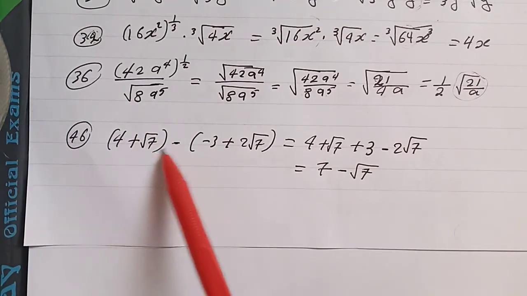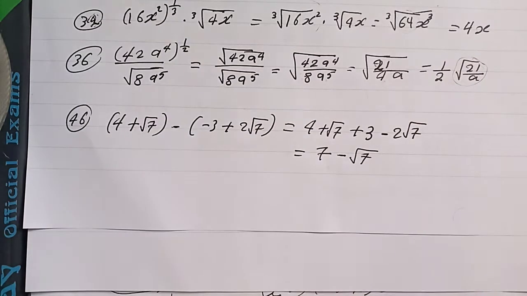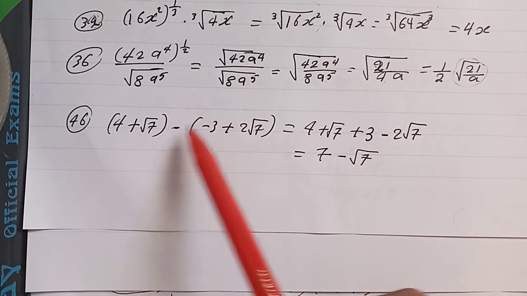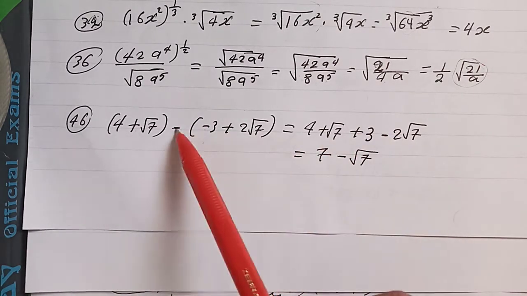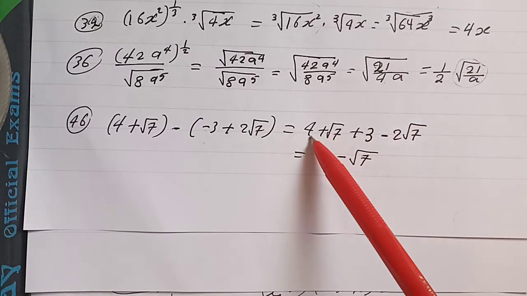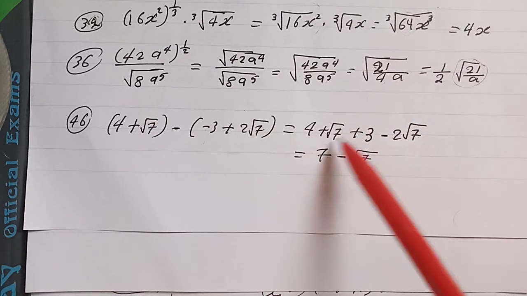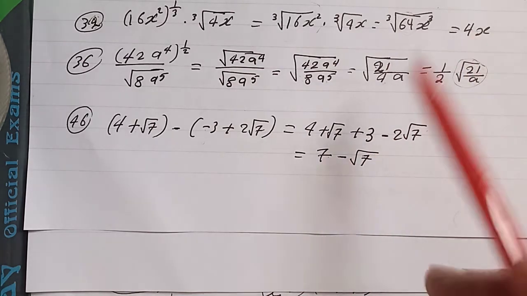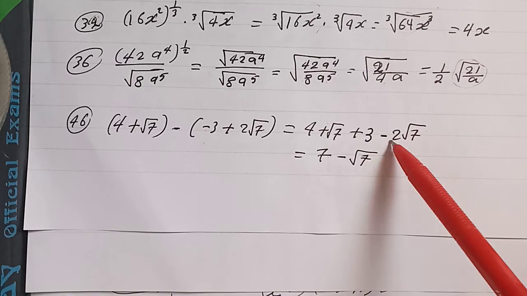Number 46. This is subtraction. Just remove the brackets and distribute the negative sign. Negative times negative will be positive, and negative times positive will be negative. Then add the like terms. 4 plus 3 equals 7. Root 7 minus 2 root 7 equals 1 root 7, but negative. It's as if 1 minus 2, so it will be negative 1.